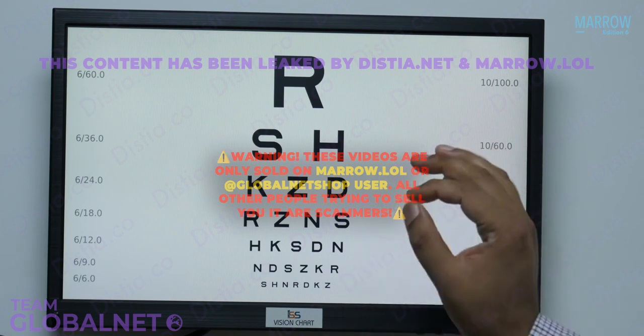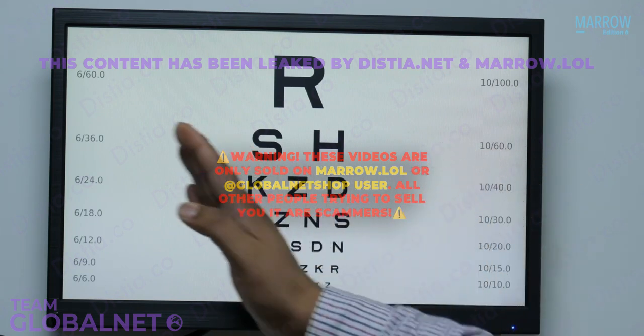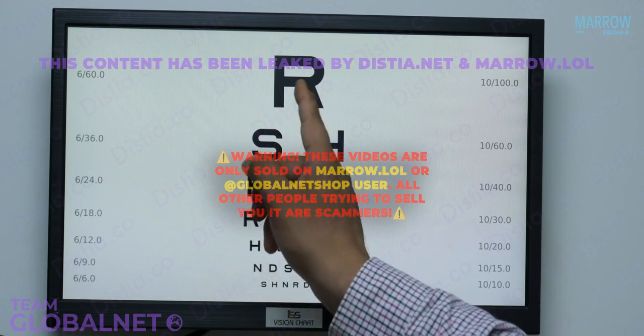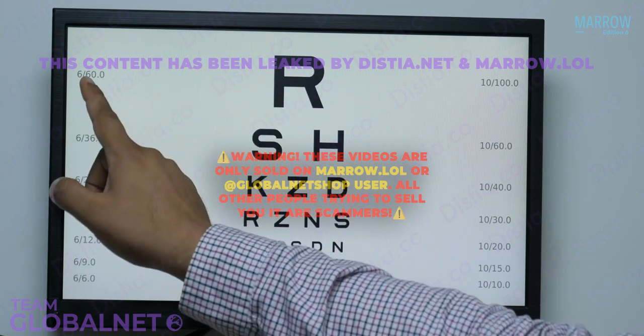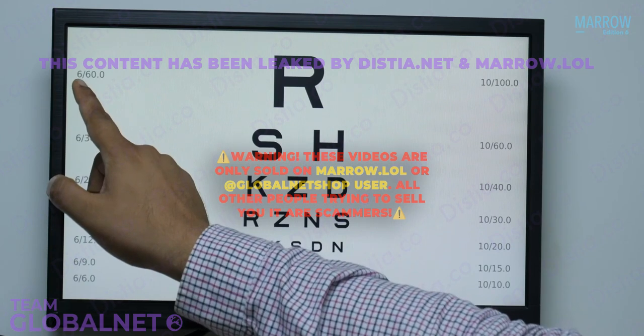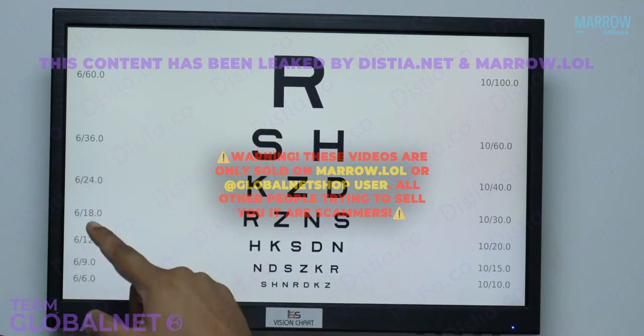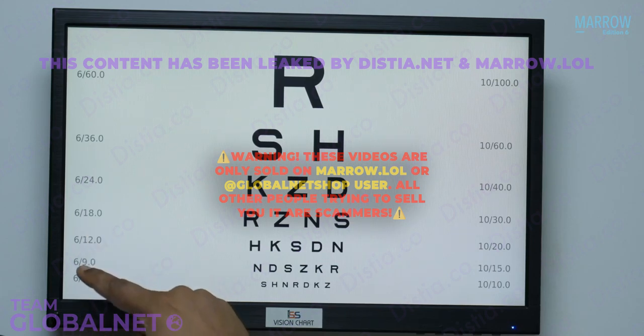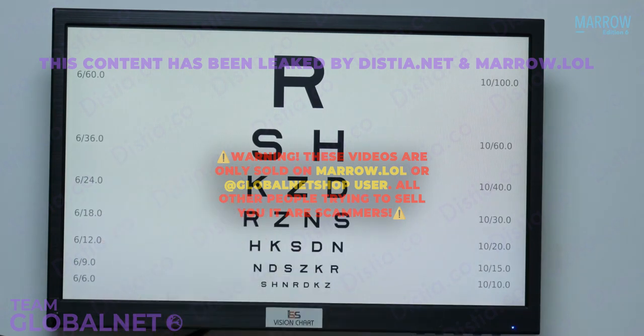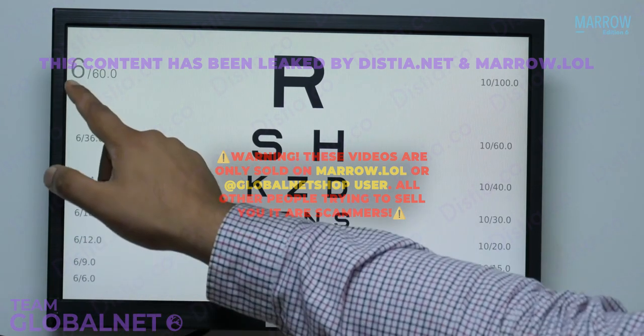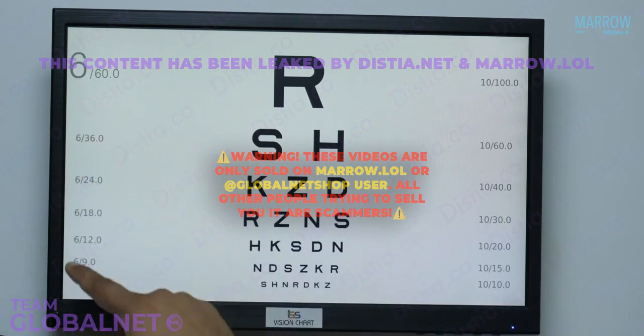Now, an important point to note: on the left side of the screen, you will see that in each row of letters, there is a number written. Topmost 6 by 60, second 6 by 36, 6 by 24, 6 by 18, 6 by 12, 6 by 9 and 6 by 6. Now what do these numbers denote? That is the question. So the numerator is common in all the lines, 6.